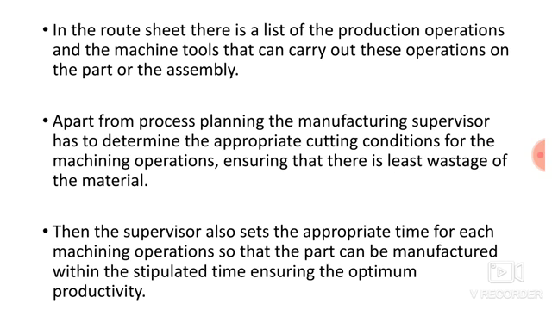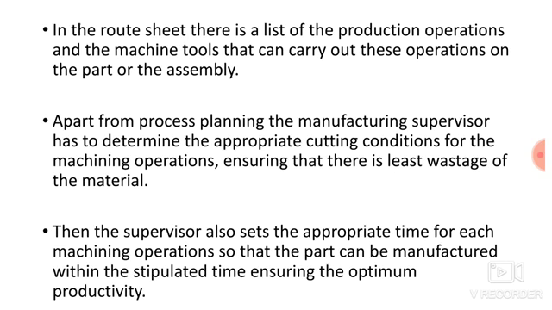Then from process planning, the manufacturing supervisor has to determine the appropriate cutting conditions for the machining operation, ensuring that there is least wastage of material. So after listing down the entire operations, and the various machines required, the supervisor has to decide the various cutting conditions like cutting speed, feed, depth of cut, so that there is less wastage of material. After that, the supervisor also sets the appropriate time for each machining operation so that the part can be manufactured within the stipulated time, ensuring optimum productivity.